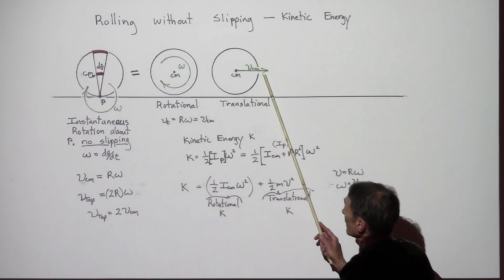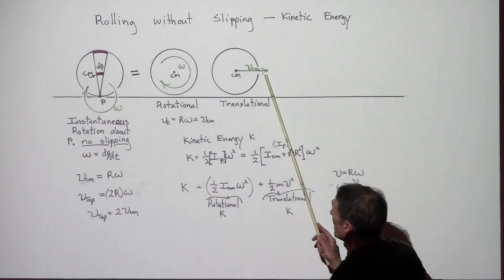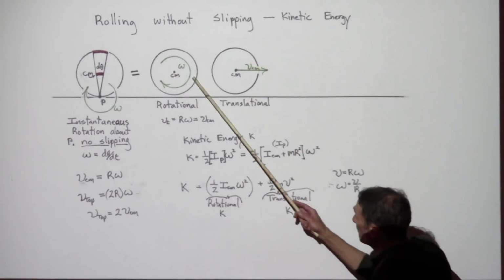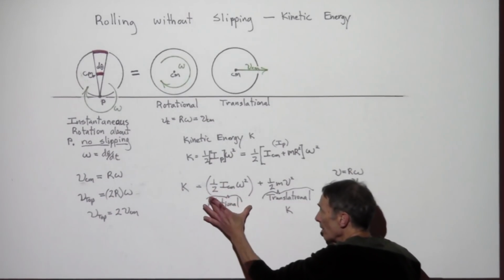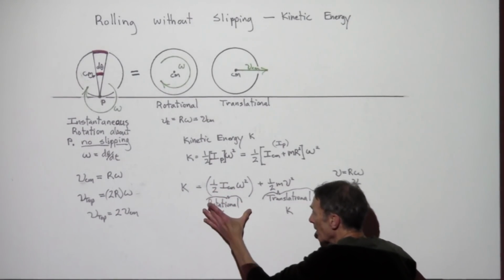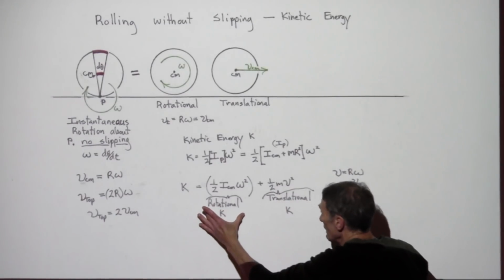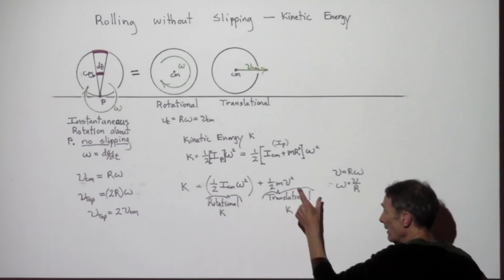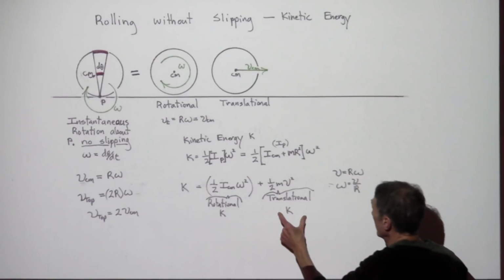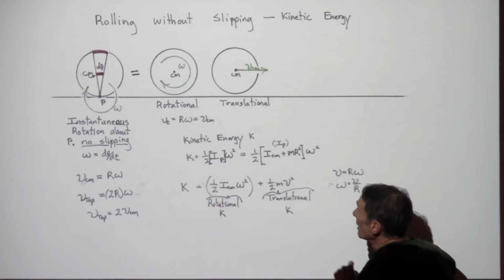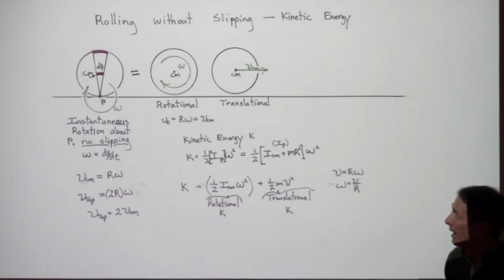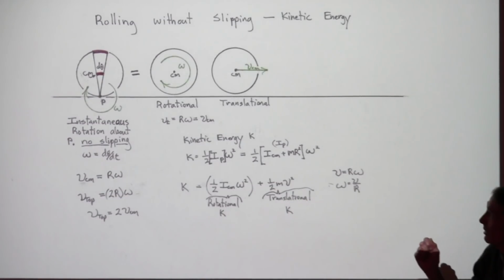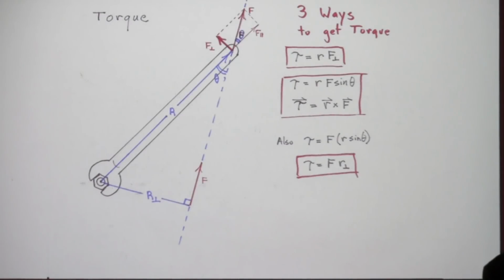It's going to pick up some velocity in the center of mass. So think of these as two separate energy entities. The rotation about the center of mass, that's the rotational kinetic energy, and the 1/2 mv squared is the translational kinetic energy. This is going to be something we'll be using more indirectly, but it's good to see where this stuff comes in and plays.